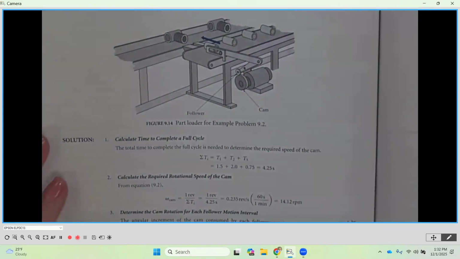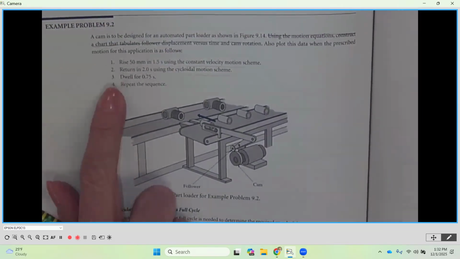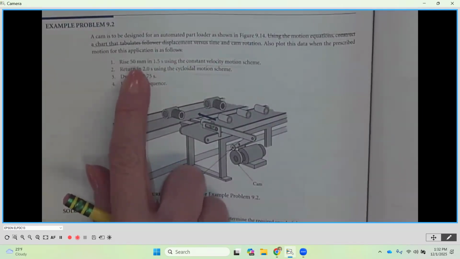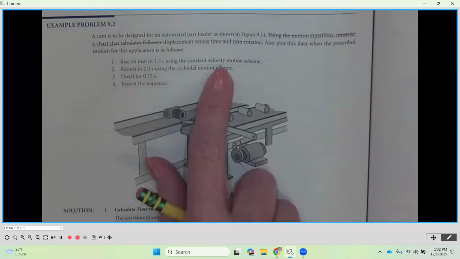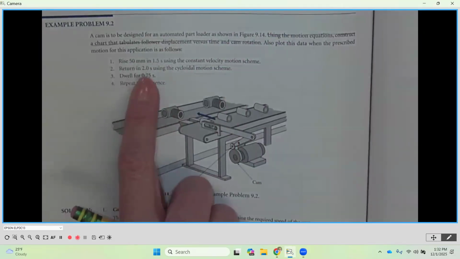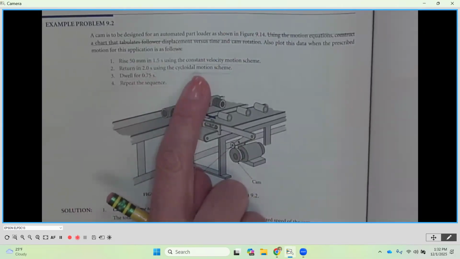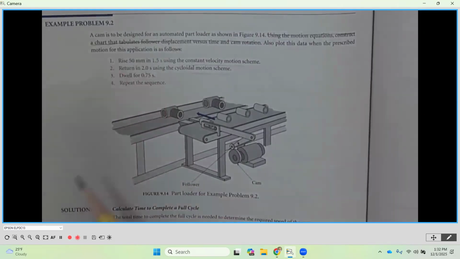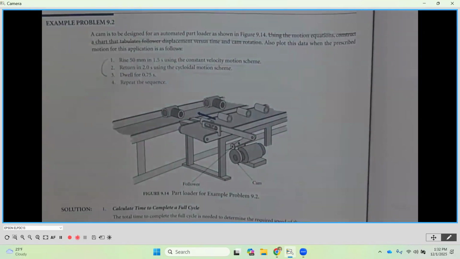Now we are given at the top here the motion sequence. We're going to rise 50 millimeters in 1.5 seconds using constant velocity motion. Then we're going to return in 2 seconds using cycloidal motion. And then we're going to dwell for 0.75 and then start over. So essentially it's really 3 steps and then it's just telling us to repeat.